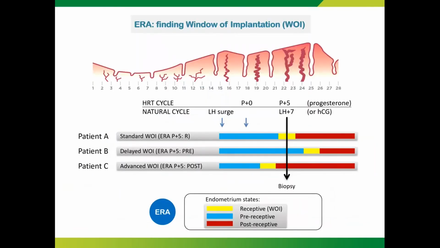There were 3 patients who showed different statuses of the implantation window. Patient A had a standard WOI. Her embryos were transferred on P+5 or LH+7. The ERA report of patient B, with delayed WOI, detected a pre-receptive status. The ERA report of patient C, with advanced WOI, detected a post-receptive status. Patients B and C needed personalized embryo transfer at the optimal time.